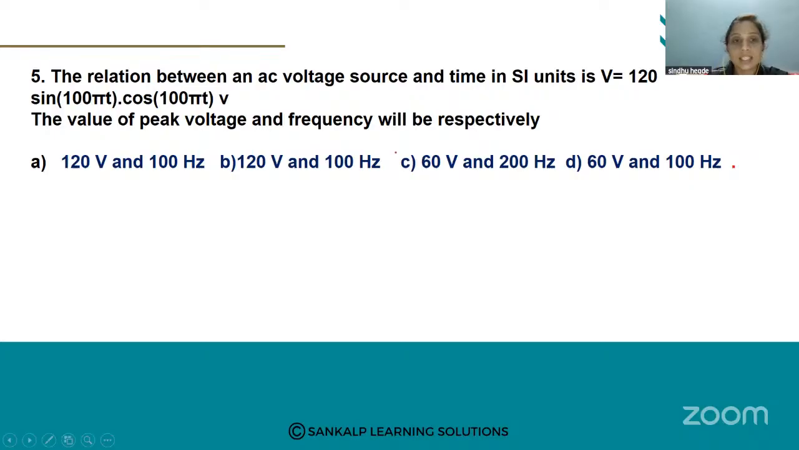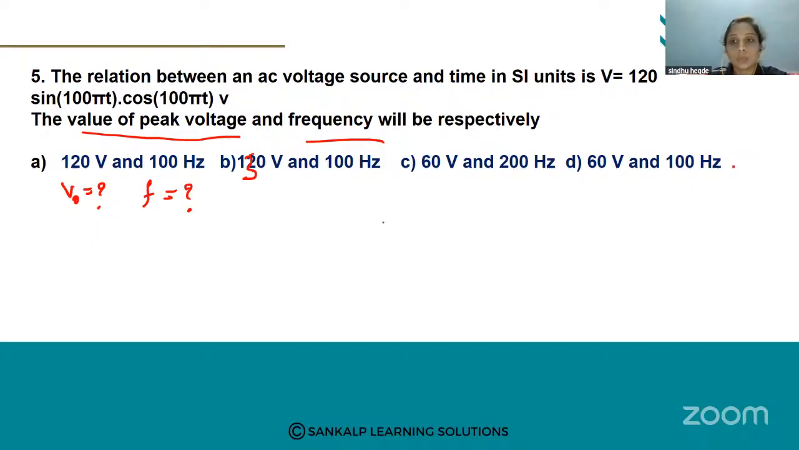See here, they ask 130 volt at 100 hertz. In this question they ask about an AC voltage source, and what they ask is the value of peak voltage and frequency. So you have to calculate the peak voltage, which is V naught, and the frequency, which is F.